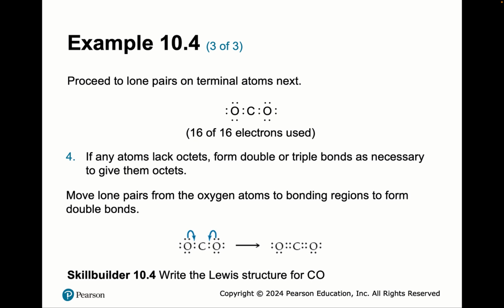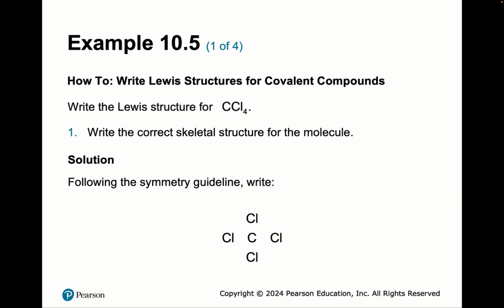So oxygen now at this point in time has an octet, and carbon only has 4 electrons. Carbon wants to have 8 electrons, so you're going to add double bonds from each of the oxygens to ensure that carbon does in fact have a complete octet. Now each atom has an octet, so this is a proper Lewis structure. So this is good.